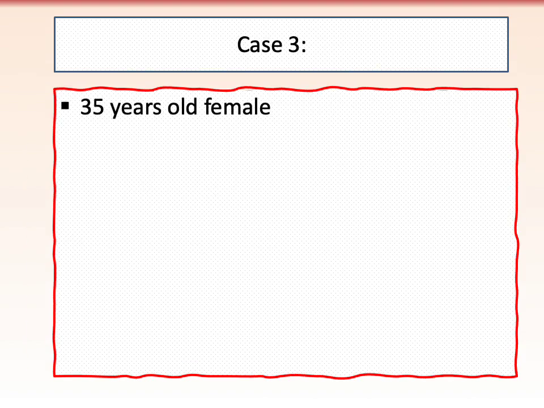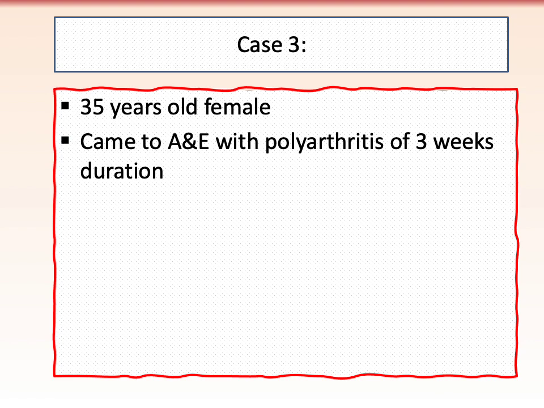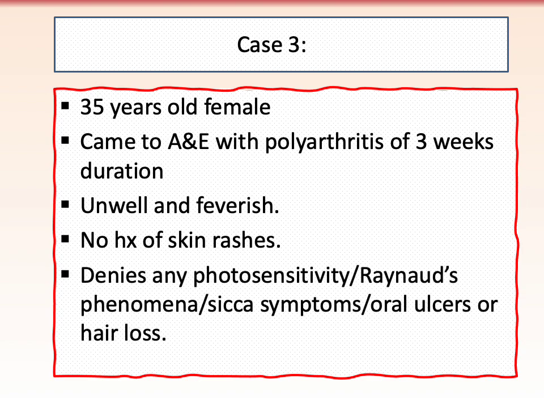Our next case is a 35-year-old female who came to A&E with a history of polyarthritis of 3 weeks duration, feeling unwell and feverish, with no history of skin rashes and no history suggestive of connective tissue diseases.